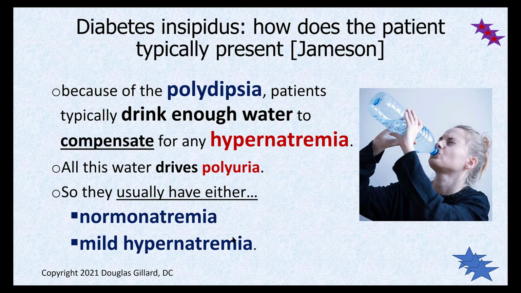Right? So normally when they present in the clinic, they'll have normonatremia. Normal means normal. Natri means sodium. Emia means blood. So they have a normal ratio of sodium to water in their blood. And they could have a mild hypernatremia. So that's how they usually present. Maybe just a touch of hypernatremia. Oftentimes they're completely normal.